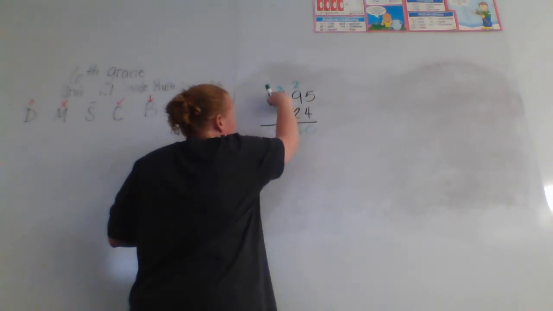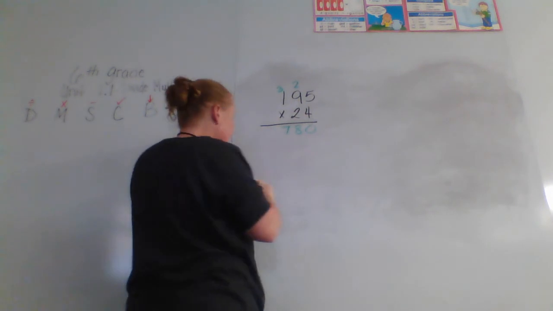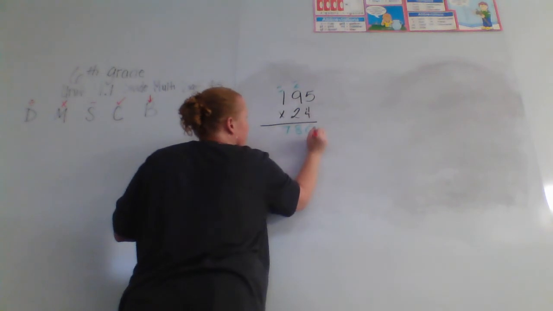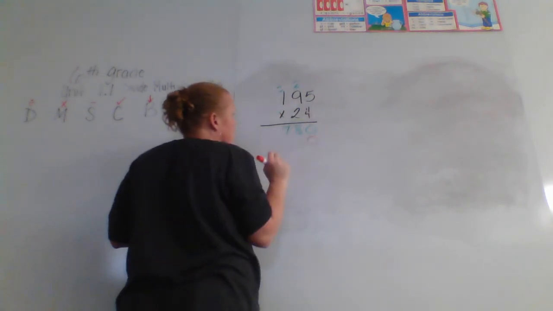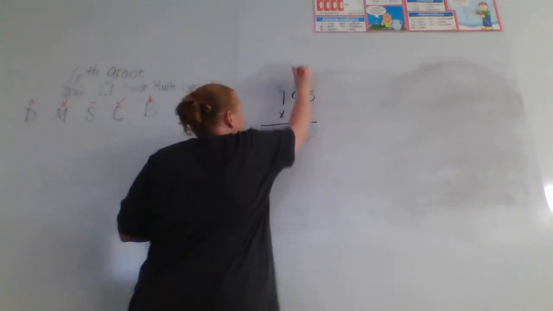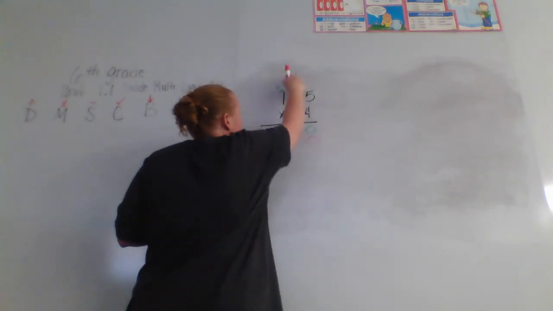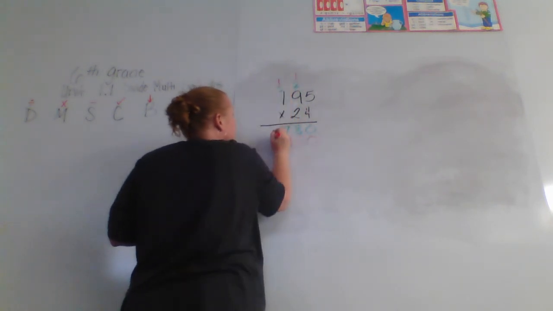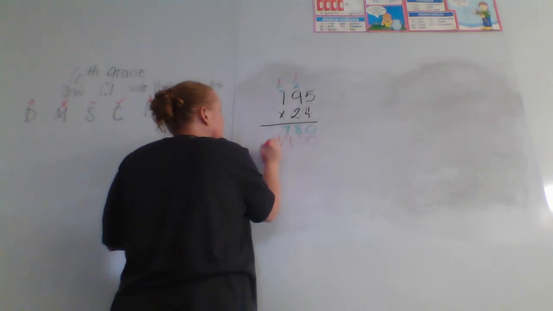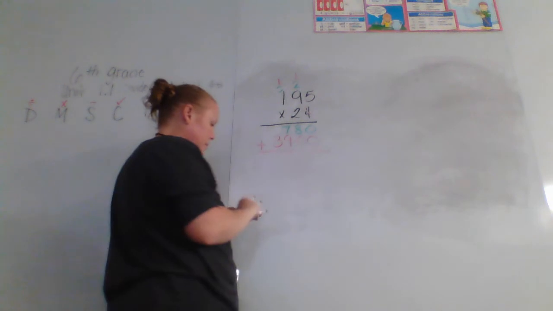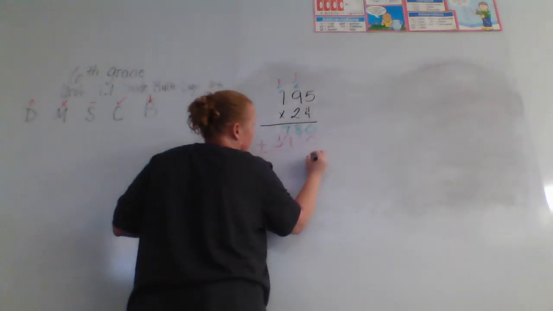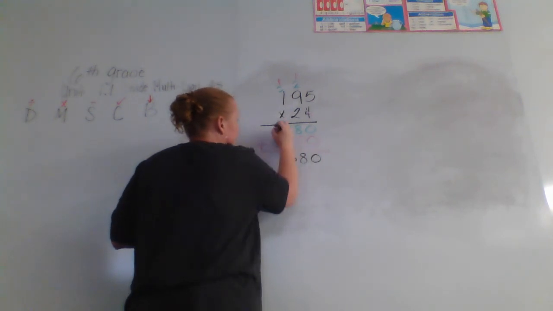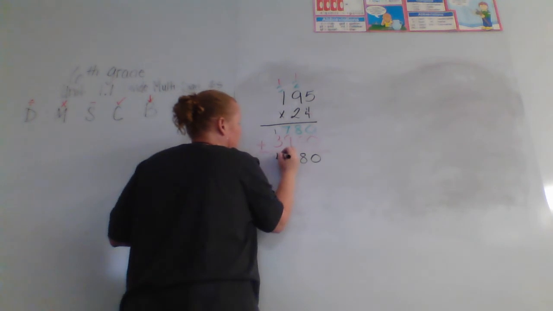4 times 1 is 4, plus 3 is 7. So now is where we would go tic-tac-toe, and then I'm going to start using my 2. So 2 times 5 is 10. 2 times 9 is 18, plus 1 more is 19. 2 times 1 is 2, plus 1 more is 3. Okay, so add those up. 0 plus 0, 8 plus 0, 7 plus 9 is 16, 1 plus 3, 4.